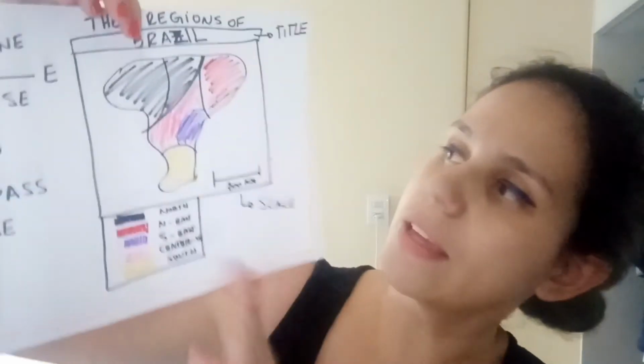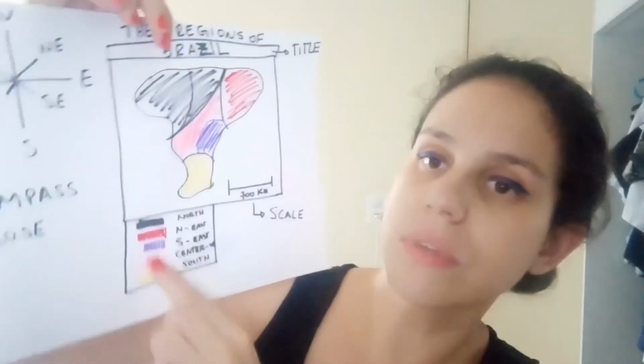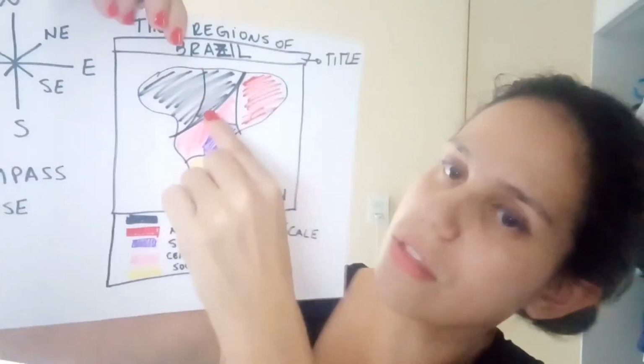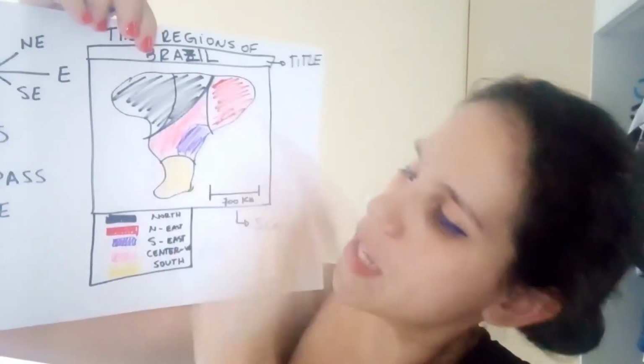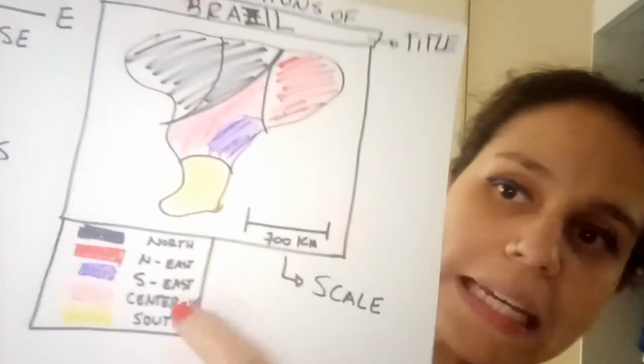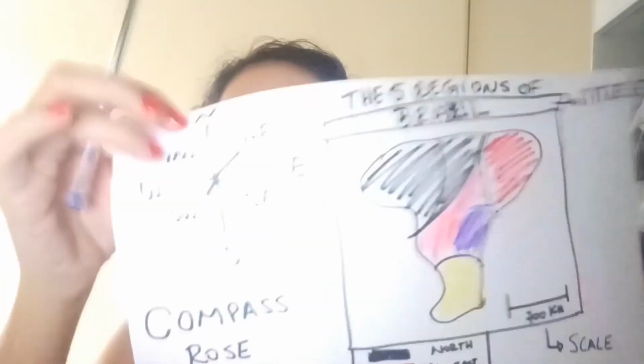But I don't need to write north here. I can only color. And then this color represents the north. Red represents the northeast, and so on. So this is called key. And the compass rose that we already know.